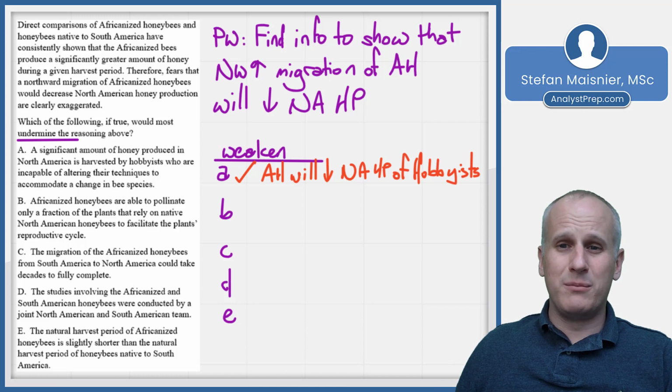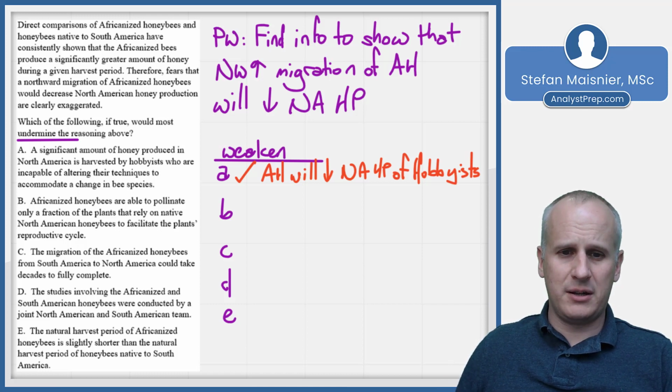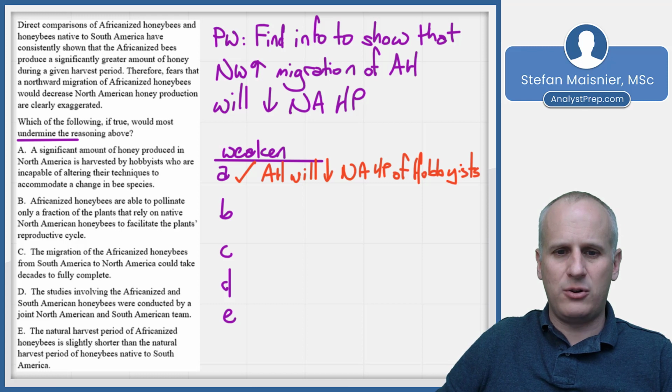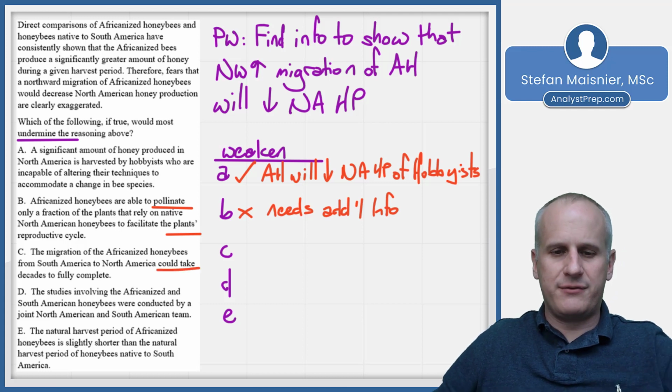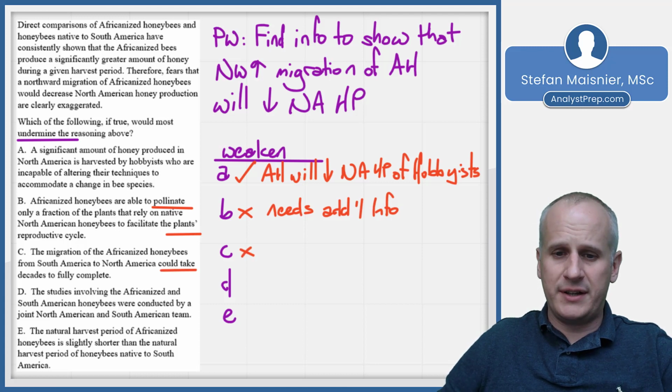So now we can go more quickly through the remaining answer choices. So Africanized honeybees are able to pollinate only a fraction of the plants that rely on native North American honeybees to facilitate the plant's reproduction cycle. Well, we're talking about plants holistically as opposed to honey production. That needs additional info. The migration of the Africanized honeybees from South America to North America could take decades to fully complete. Okay, well, it could take. What if it doesn't? This is incredibly vague.